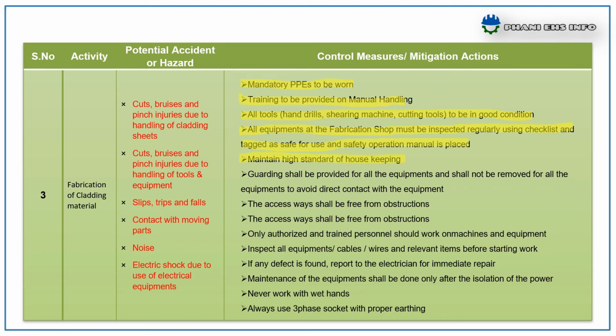Guarding shall be provided for all equipments and shall not be removed to avoid direct contact with equipment. The access space shall be free from obstructions. Only authorized trained personnel should work on machines and equipment. Inspect all equipment, cables, wires and relevant items before starting work. If any defects found, report to the electrician for immediate repair.